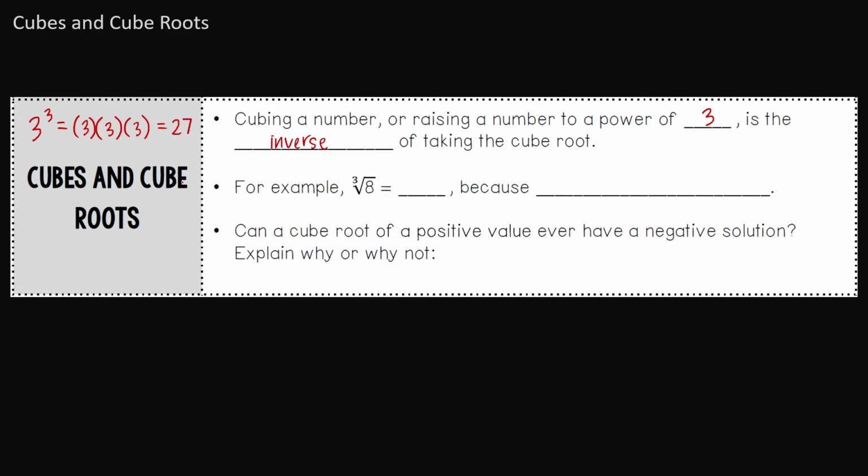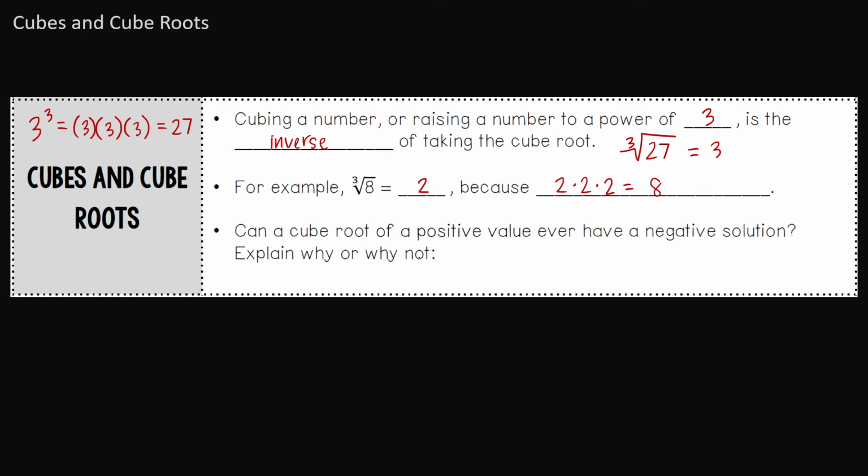Cube root is the inverse. So let's say the cube root of 27. We're asking what number times itself 3 times is 27, and that answer is 3. Another example, the cube root of 8: the number that multiplies by itself 3 times to equal 8 is actually 2, because 2 times 2 times 2 is equal to 8.